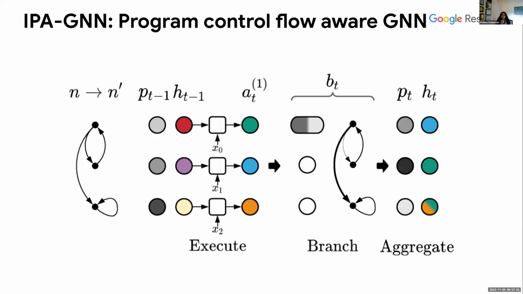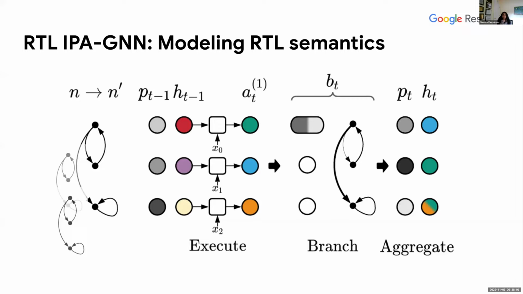So it's essentially morphing the graph neural network learning. It's skewing it in terms of what is likely to appear, what ends up appearing next in your training data. So it assigns probabilities to what is the next statement that will be executed in the control flow. So in the case of RTL IPA GNN, we modeled the IPA GNN to mirror the RTL semantics.